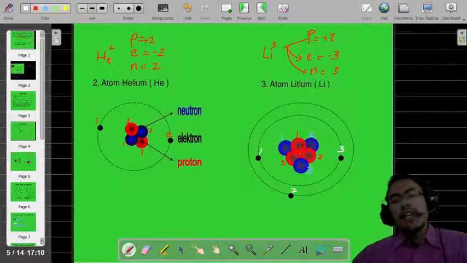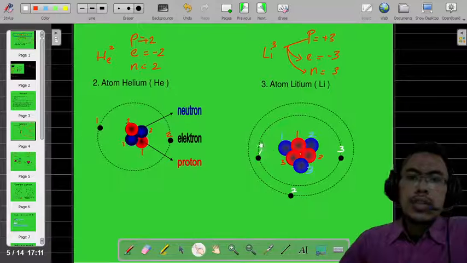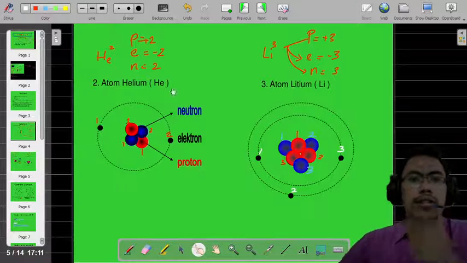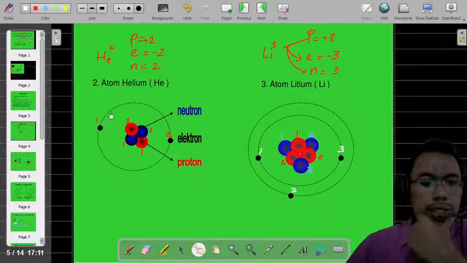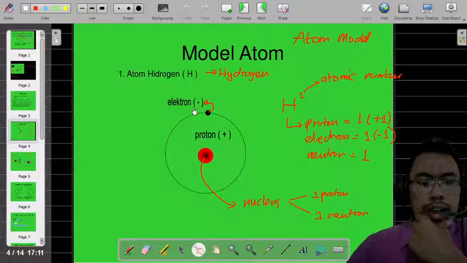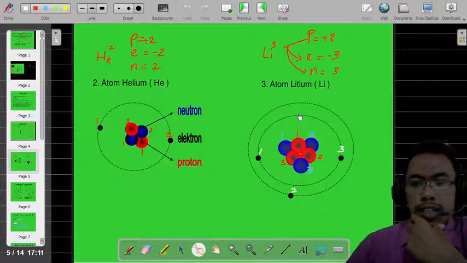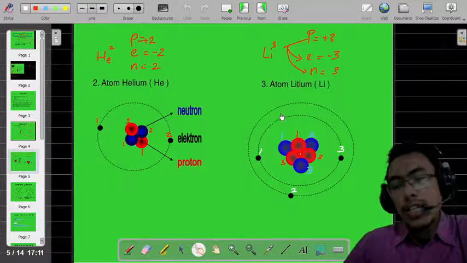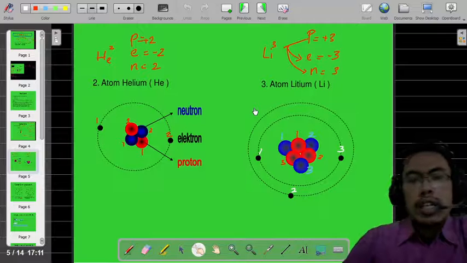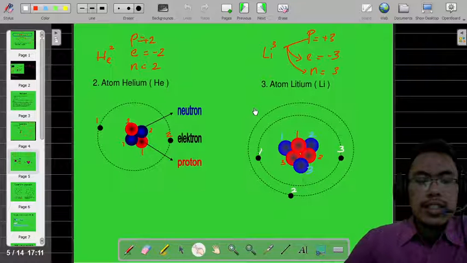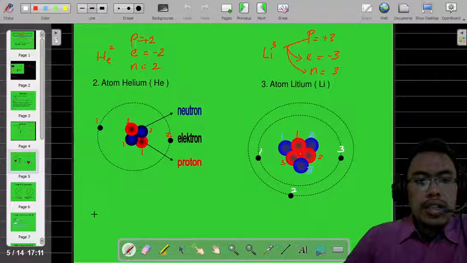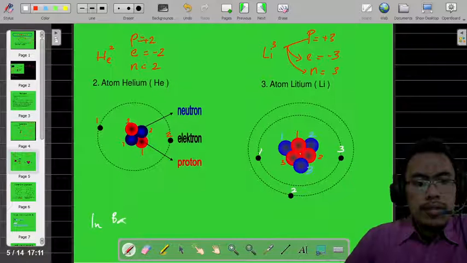1, 2, 3. Now the question is why it has 2 shells. If we take a look at helium, it only has 1 shell, and also hydrogen has 1 shell. And now, how about lithium? Lithium has 2 shells. Actually, the reason why it has 2 shells was already explained specifically in basic chemistry.